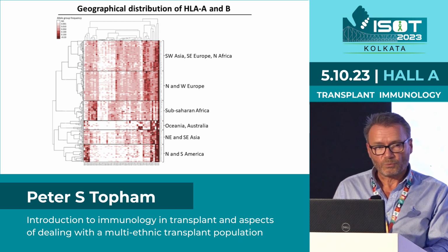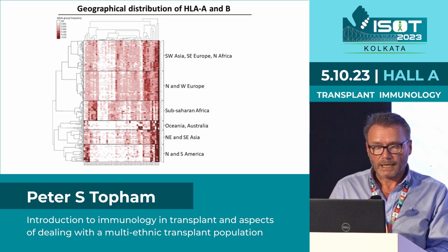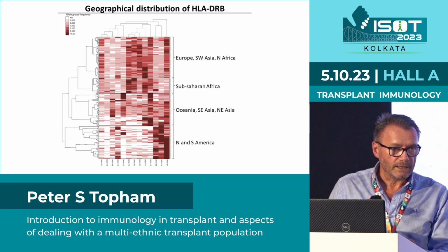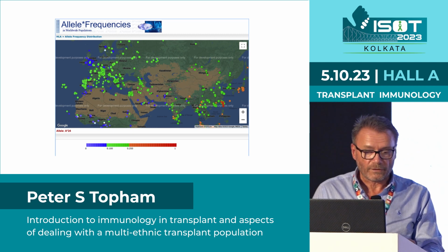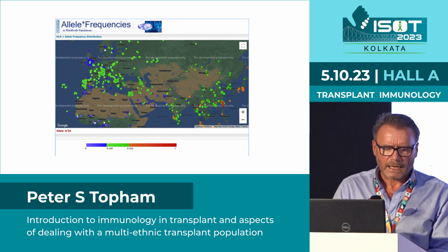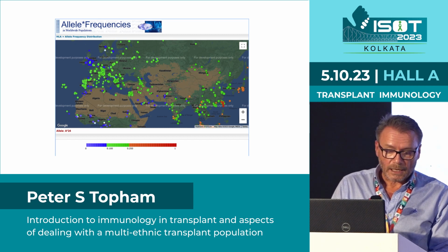So if you have a migrant population that comes into a population where there's a different expression pattern of HLA, it can cause issues. And you see the same pattern with HLA-DRB. A very nice place to see this in more usable detail is a website called allelefrequencies.net. This shows the frequency of expression of the allele for A24.